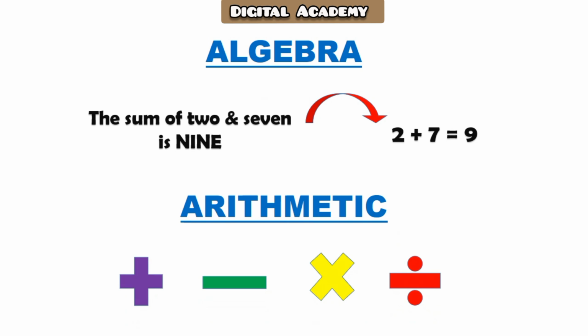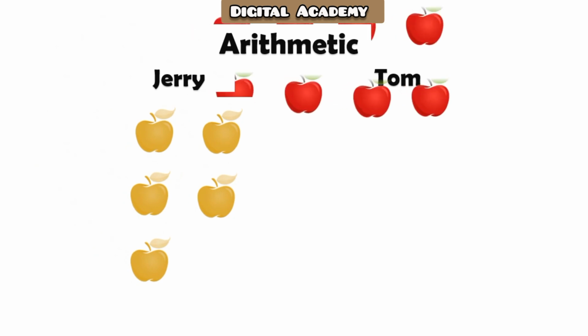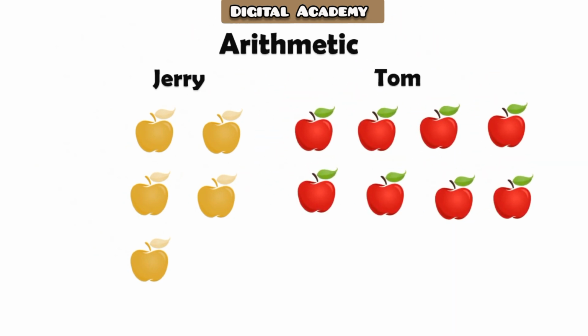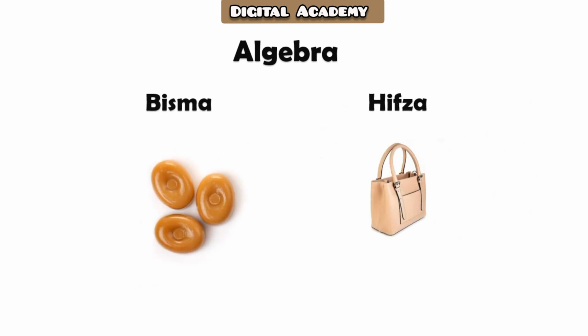For example, Jerry has 5 apples and Tom has 8 apples. So, the total number of apples is 5 plus 8. The term algebra is an extension of arithmetic in which letters or symbols replace the numbers or quantities. For example, Bisma has 3 toffees in a plate and Hivza has some toffees in her purse. We can represent the total toffees as 3 plus x.